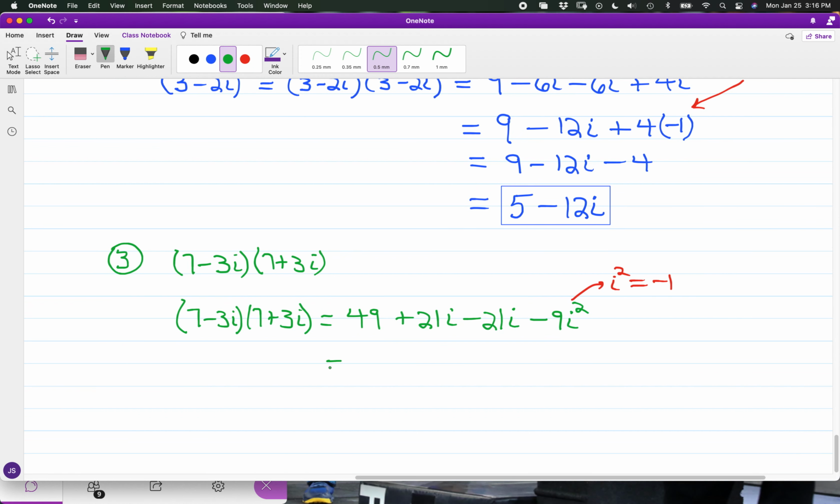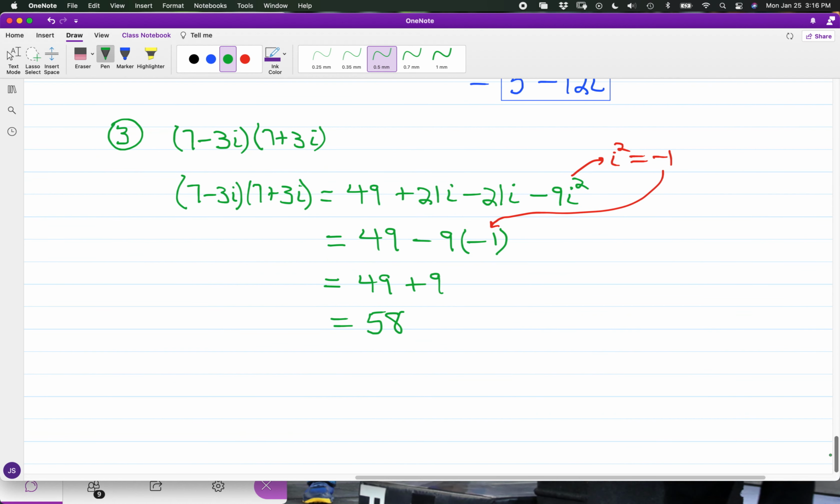And for what we have in following through, we've got 49. Now 21i minus 21i, those i terms will cancel out. Now we got minus 9 and i squared, again, we have at negative 1. So we have 49. Now negative 9 times negative 1, that will be a positive 9. And 49 plus 9 comes out to 58. And notice we don't have an i term since positive and negative 21i cancel each other out.